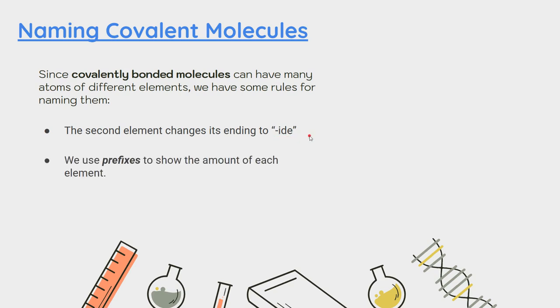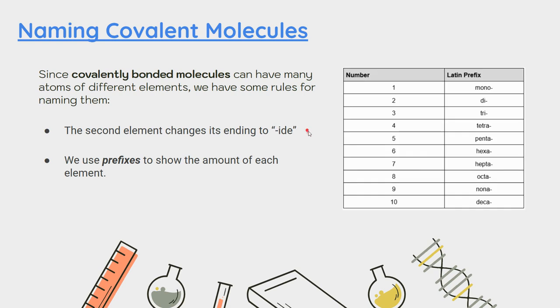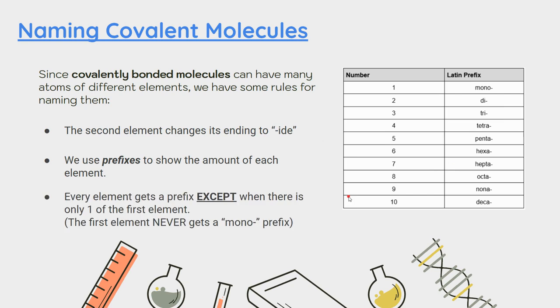Our second rule is that we use prefixes to show the amount of every element. We want to use these prefixes to show how many of each element there are. And we can see this chart here on the right side that shows us the number and its corresponding prefix. For instance, if we have 7 of an atom, it should have the prefix hepta. Now we do have one exception to the rule. Every single element will get a prefix except when there is one of the first element. The first element will never get that one, or mono, prefix. We'll see this on the next slide.